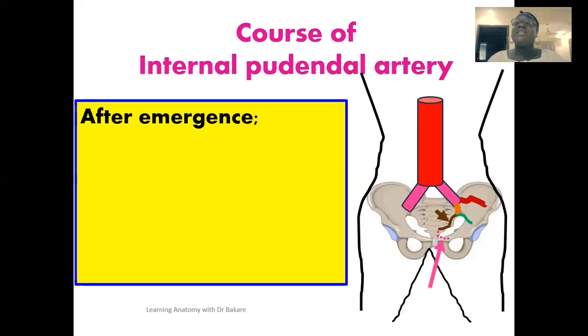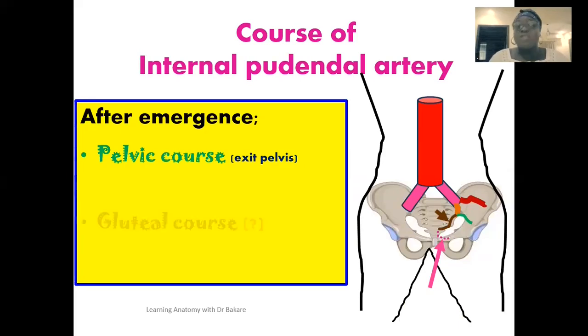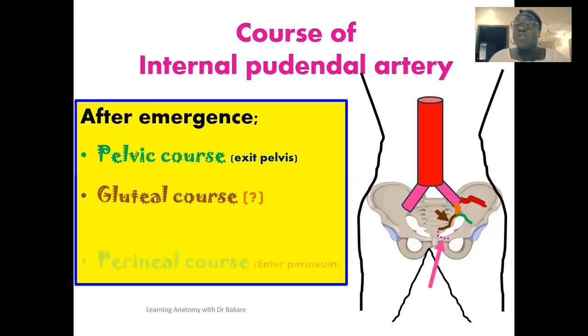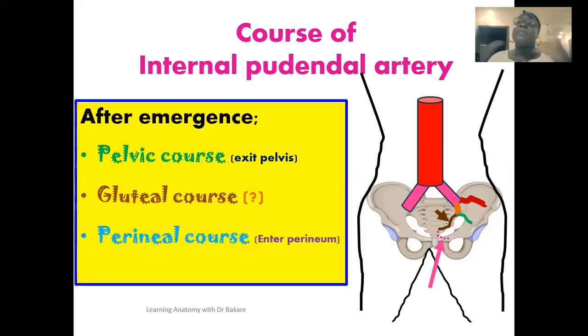So you have this as one of the terminal branches. Remember, we say that we have two terminal branches from the anterior trunk of the internal iliac artery. The second branch is the inferior gluteal artery. But because we are focusing on the internal pudendal artery, that is why we are only highlighting this branch in this slide. So after it emerges, it is seen to run three courses: the pelvic course, the gluteal course, and finally the perineal course.